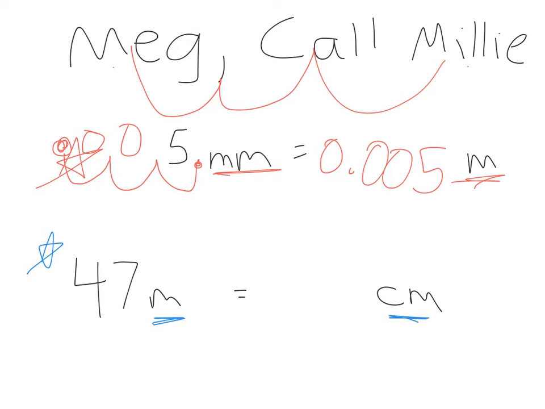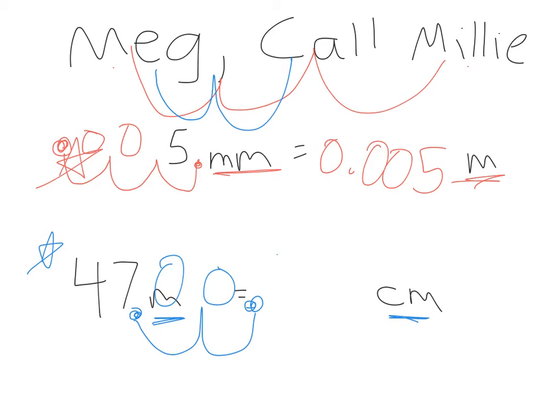So I start at meg, and I jump 1, 2. Now if you notice, that time I'm jumping in an opposite direction. No matter what though, my decimal point always starts after my last whole number, and I jump to the right twice. So 1, 2. Decimal point's now there, and now I fill in with zeros. So 47 meters is equivalent to 4,700 centimeters.